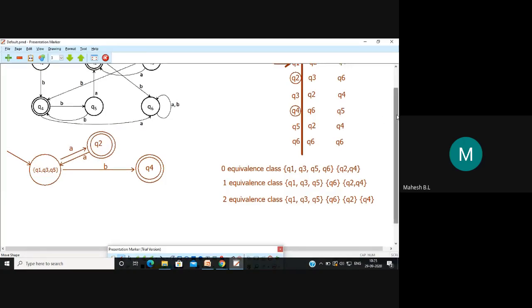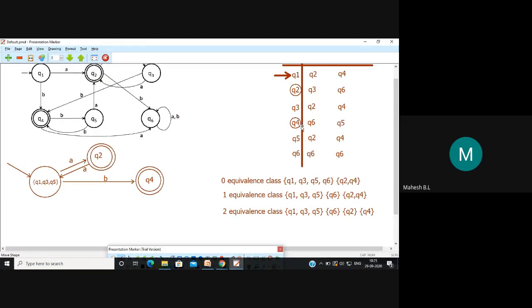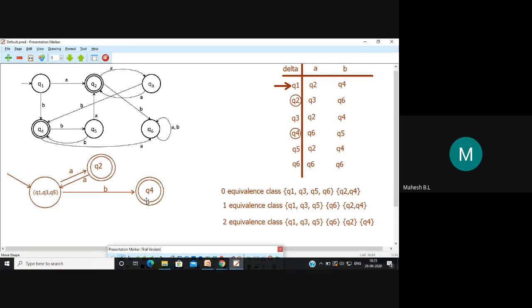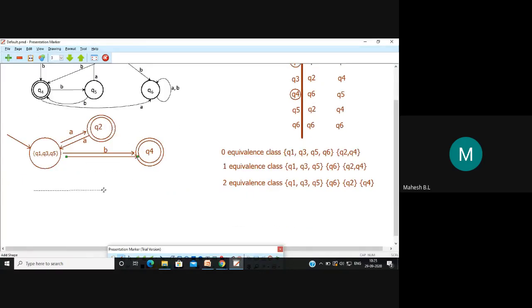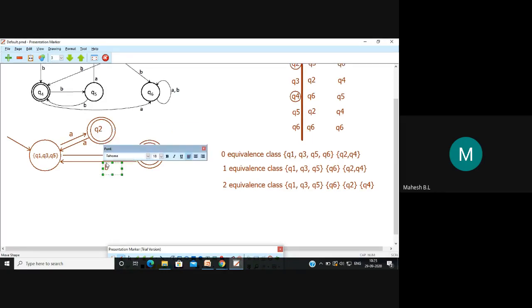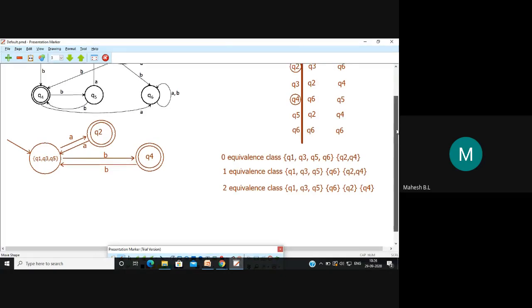Q2 on A transition is to Q3. Then Q4 on B transition is to Q5. Q4 on B, so I'm going to reverse this. Q4 on B transition is to Q5. Okay. Next, we need one more state, which is Q6, which is the rejecting state.